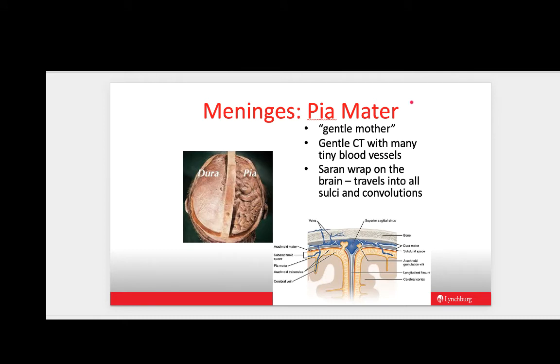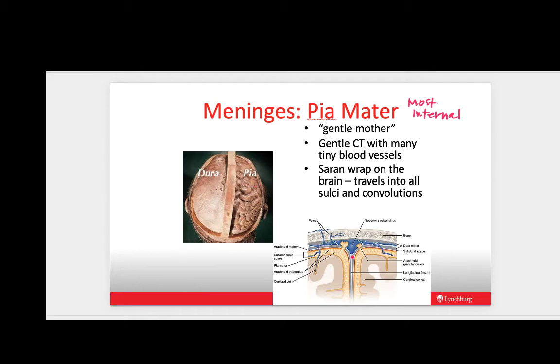Now, this is our most internal layer. This is pia mater, and this stands for gentle mother. So pia mater is really interesting. I always tell students it's kind of like saran wrap on the brain. It's very thin and delicate. Dura mater is really tough and thick. All my students are surprised at how tough it is. Pia is very thin, like a very thin saran wrap.